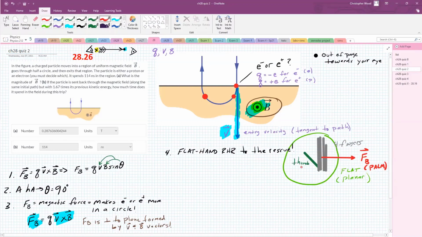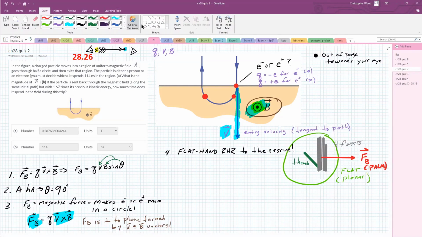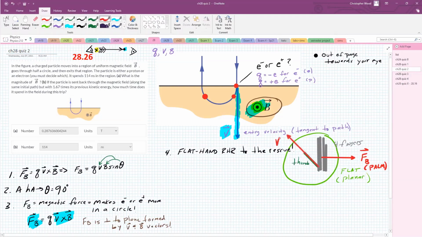Your thumb points in the direction of velocity. So my velocity in this case would be shown by the thumb direction. Okay, so V for velocity. Your fingers, last but not least, show the direction of the magnetic field. So here's the magnetic field.